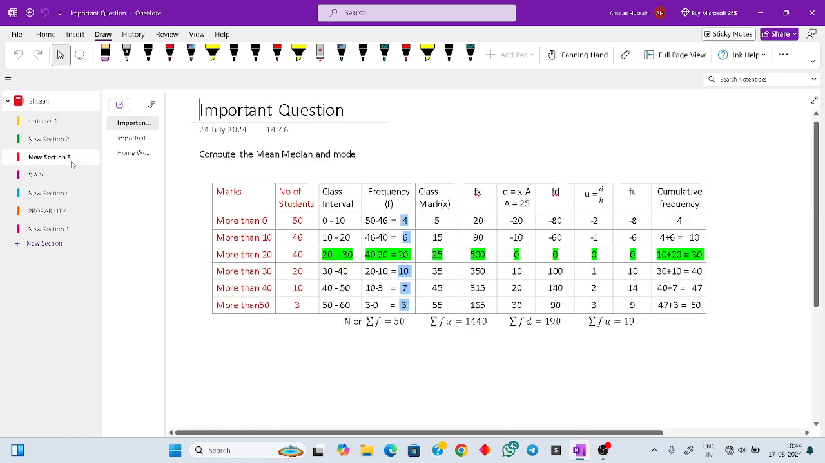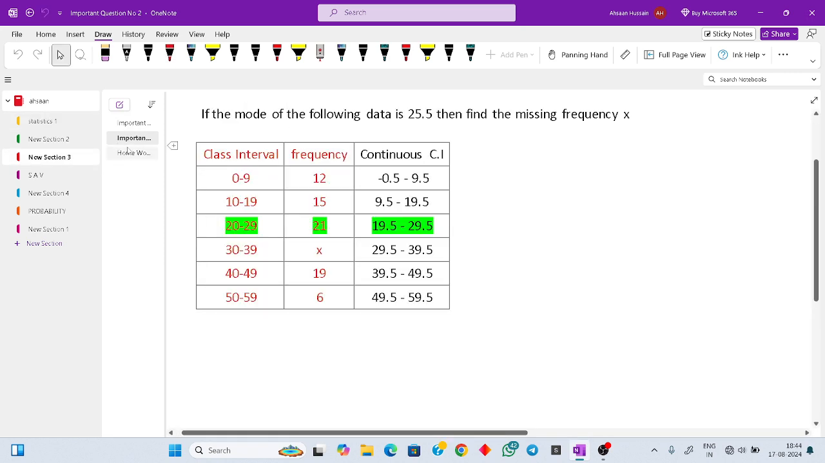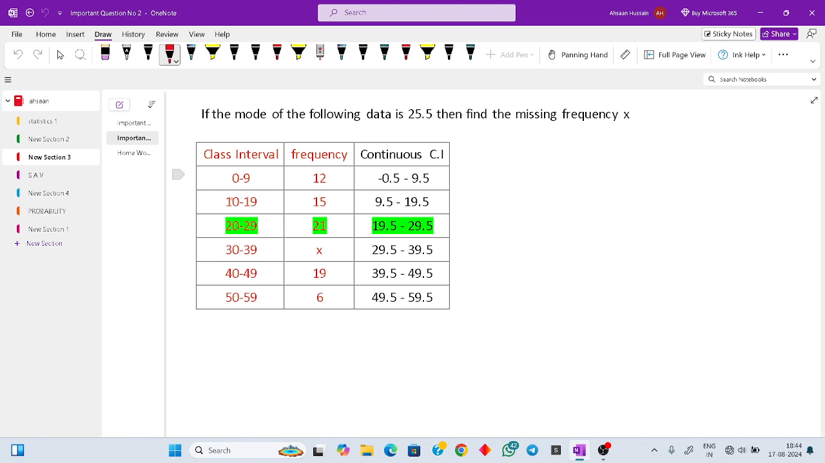For example, see this class interval. The class interval starts from 0 but ends at 9. And the second class interval starts from 10 and ends at 19. So obviously this class interval is not continuous. First of all, we'll make it a continuous class interval. So how will you make it a continuous class interval?